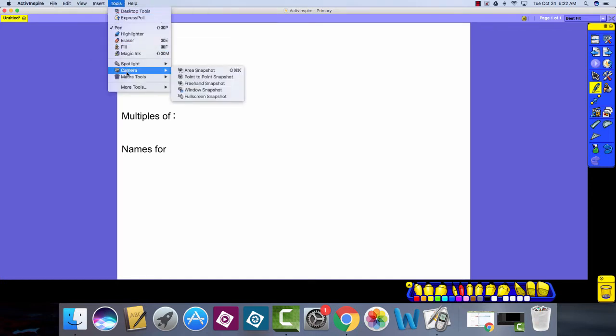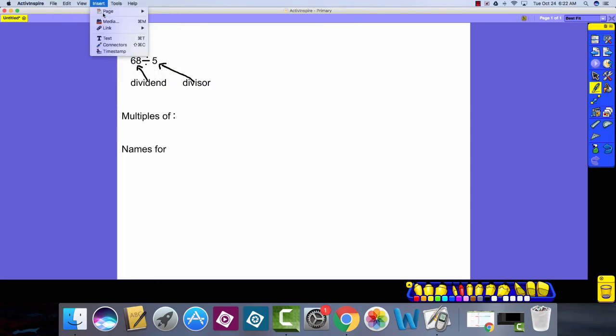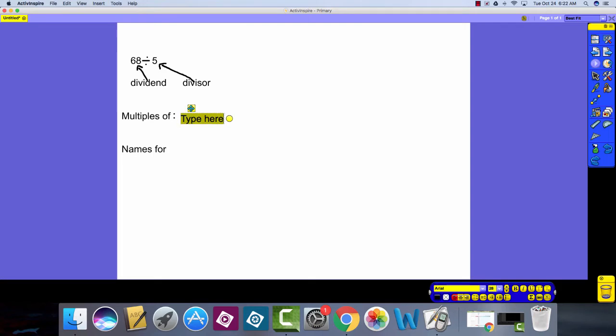And some multiples of 5 I know are 5, 10, 15, 20, 25, 30, 35, 40, 45, 50, 55, 60, 65, and I can even keep going to 70. However, I know I'm not going to want to use my multiple of 70 because I'm dividing 68 and 70 is too large of that.